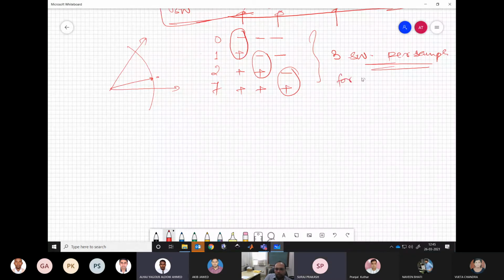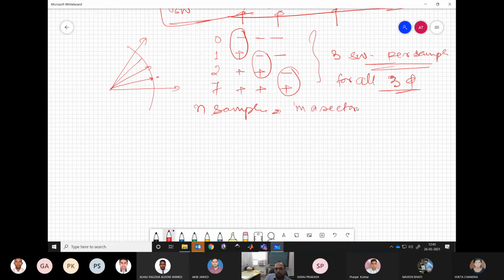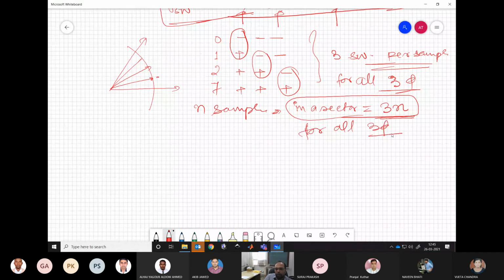For all three phases, 3 switchings are there. Now, if there are n samples, that's what we have seen, no? For n samples, what will be the number of switchings in a sector? 3 into n. Is this clear? For all 3 phases.